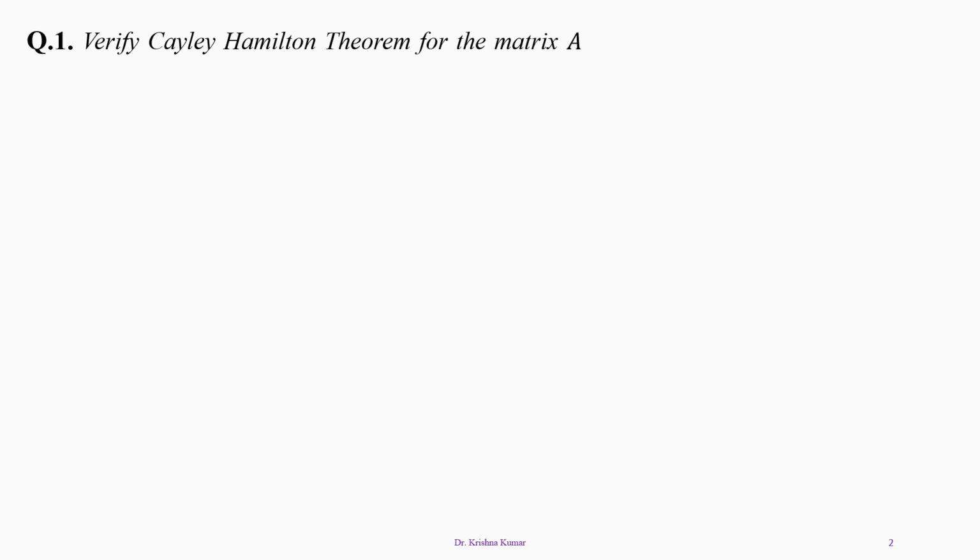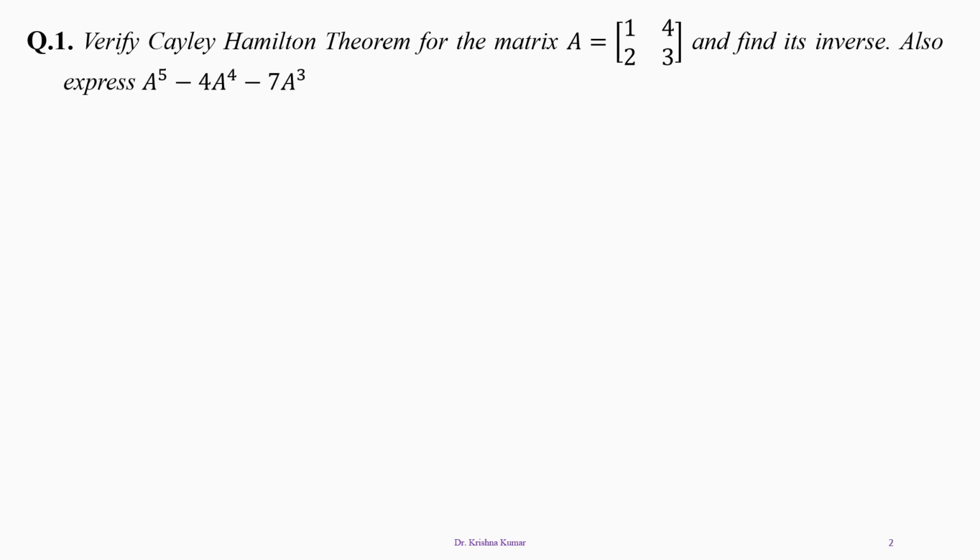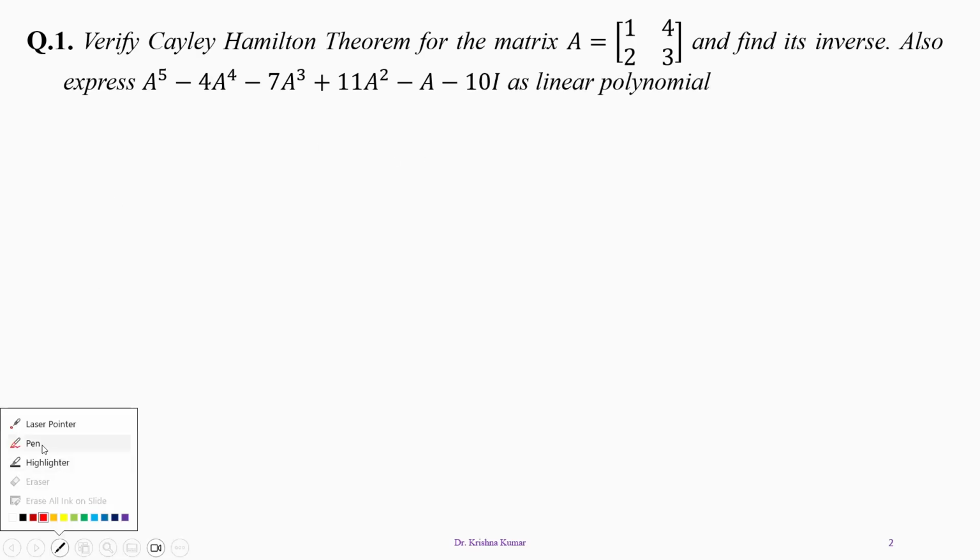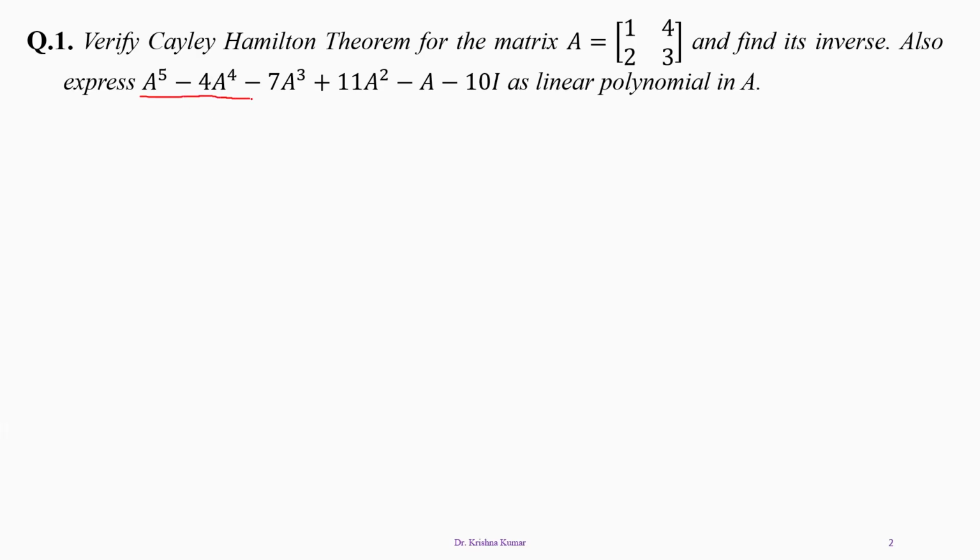In this lecture, we take some examples of the Cayley-Hamilton theorem. The question is: verify the Cayley-Hamilton theorem for the matrix A = [1, 4; 2, 3] and find its inverse. Also express A^5 - 4A^4 - 7A^3 + 11A^2 - A - 10I as a linear polynomial in A. So let us try to solve this question.